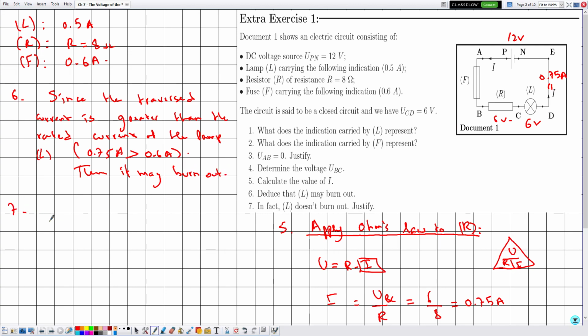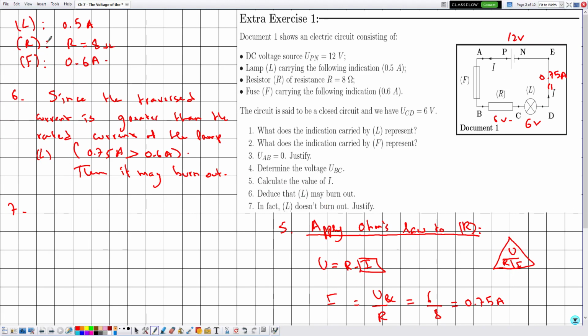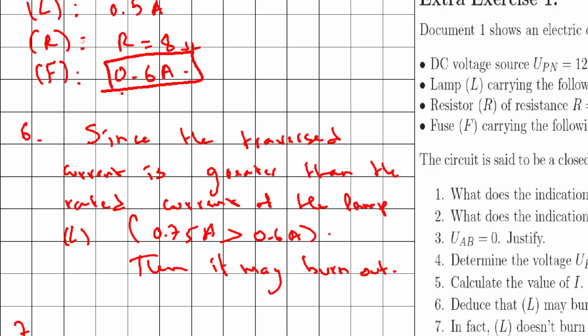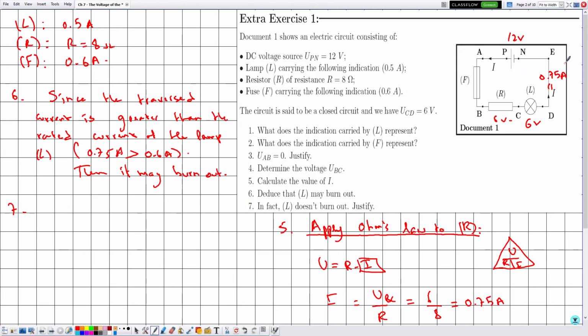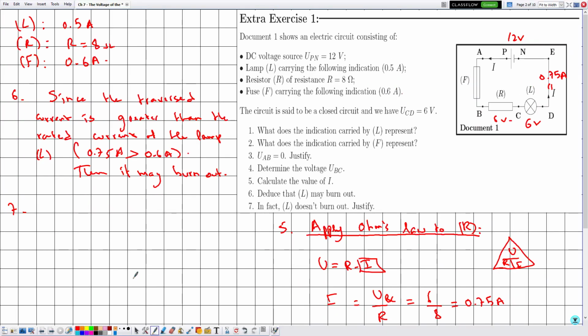Now in number 7, they are telling me in fact L doesn't burn out, justify. Whenever something is being protected from burning out, we always need to think about the fuse. Notice that in this case, the indication of the fuse is given by 0.6 amperes. So now the traverse current will pass through the fuse. Comparing the traverse current to the rated current of the fuse, the fuse will open and protect the electric circuit. And this is mentioned here in this statement.